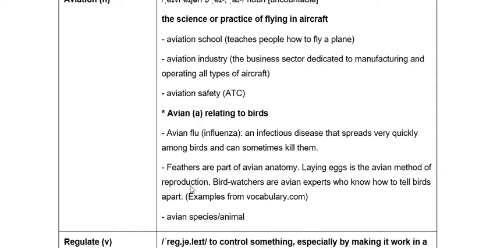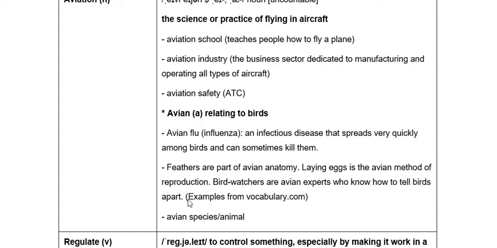Okay, so reproduction, remember the word reproduction means breeding, right? Giving birth. So laying eggs is the method of giving birth, of breeding among birds. Bird watchers are avian experts who know how to tell birds apart. Okay, so they are experts about birds and they know how to tell birds apart, tell something apart. This is a phrasal verb, tell something apart, meaning you distinguish, you can differentiate, you can discriminate among different similar things. Okay, tell something or somebody apart.